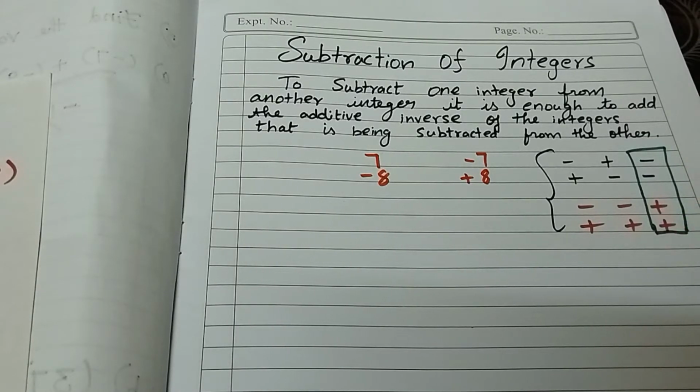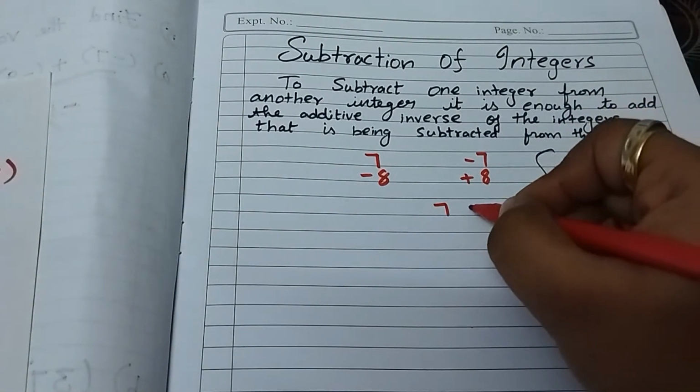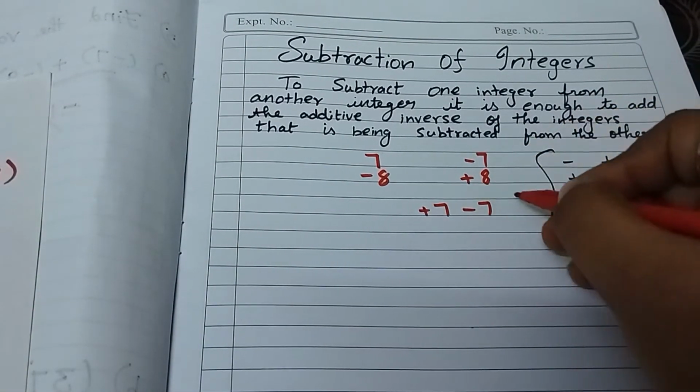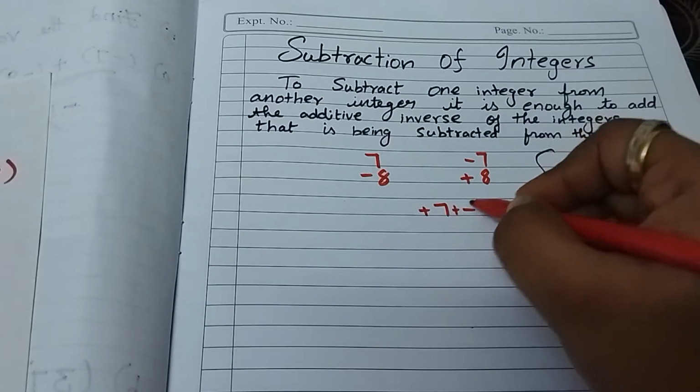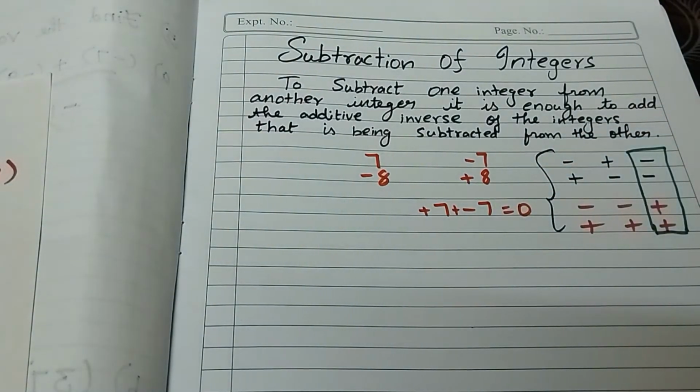Additive inverse means that if you add the opposite signs, your sum should be 0. That you will call the additive inverse, like this: positive 7 and minus 7. While you are adding these, your sum you will get as 0.